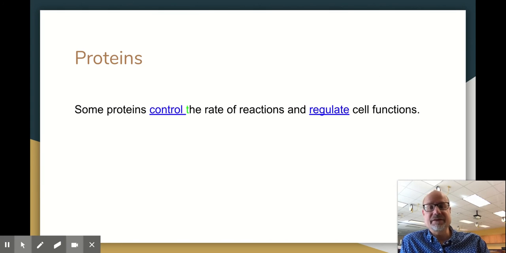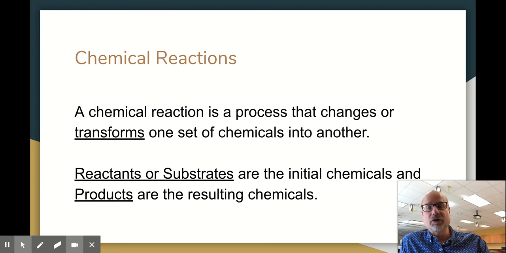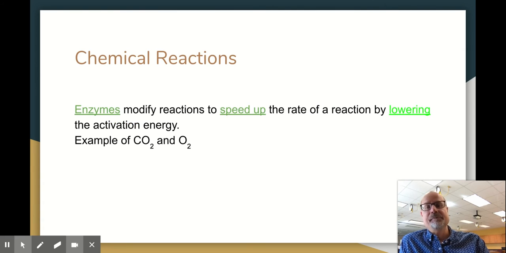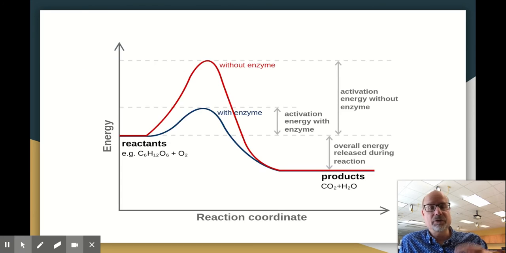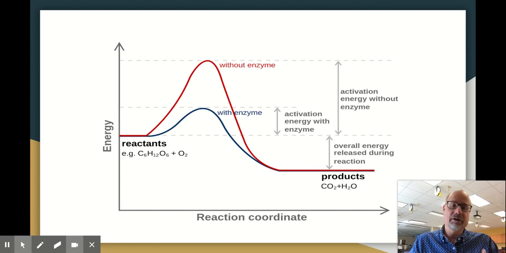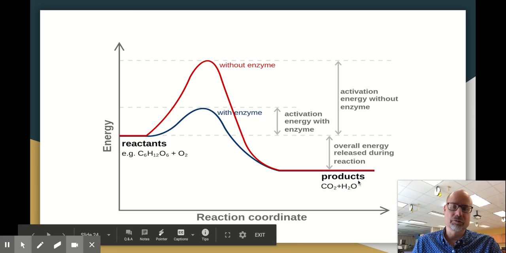Now, there is a specific kind of protein that we call an enzyme. Enzymes work to speed up the rate of a reaction by lowering its activation energy. Like I said, what an enzyme does is modify the reaction to speed up the rate by lowering the activation energy. In order to understand this, you've got to understand a little bit about how chemical reactions work. So here I have a picture of a chemical reaction. We start out with the reactants over here. We end with the products over here.